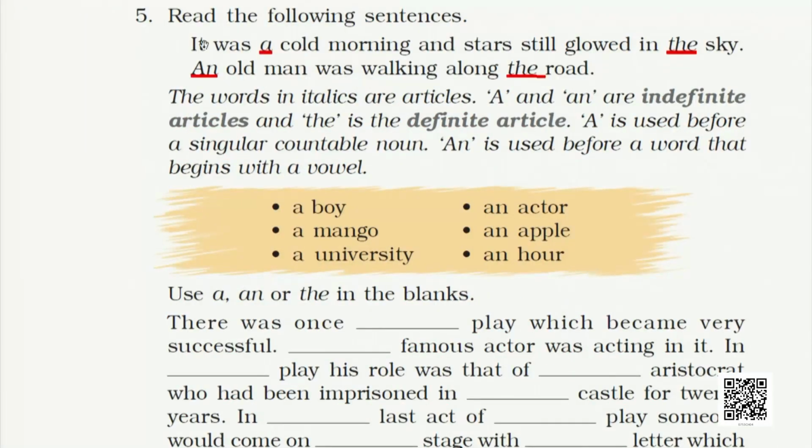Here you can see the fifth exercise. Read the following sentences. It was a cold morning and the stars still glowed in the sky. An old man was walking along the road. So I have underlined these words a, the, and the. Okay, you can see the italicized or the underlined words are articles. Okay, a and an are indefinite articles and the is the definite article. Okay, so I'd like to explain to you about it in detail.